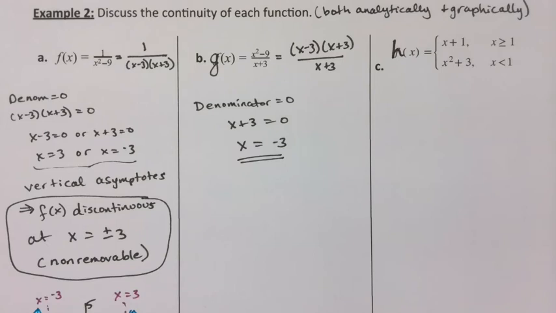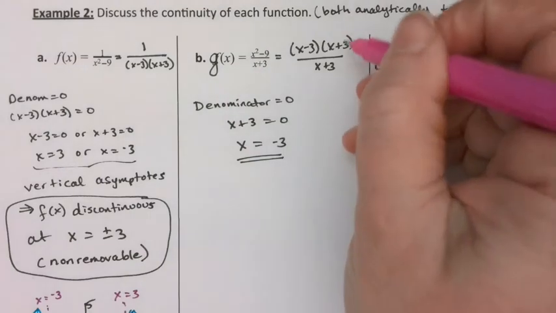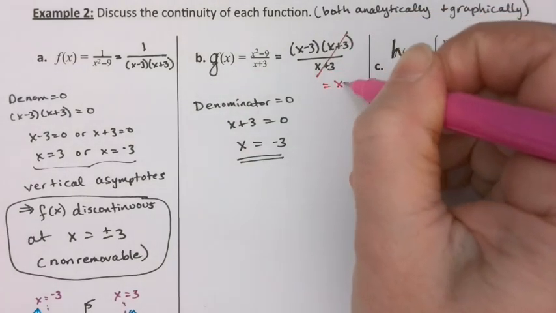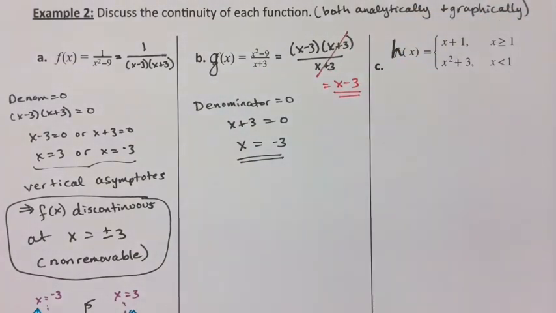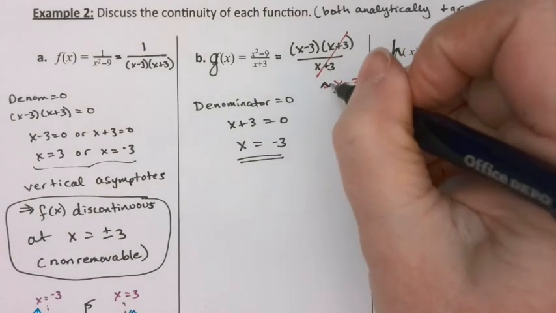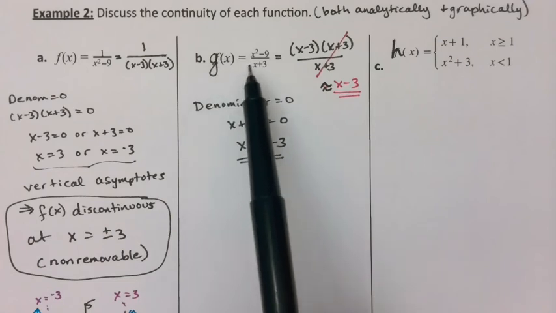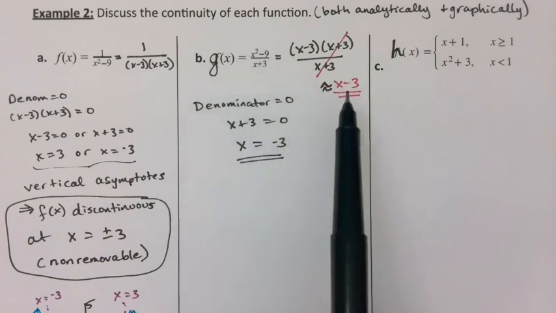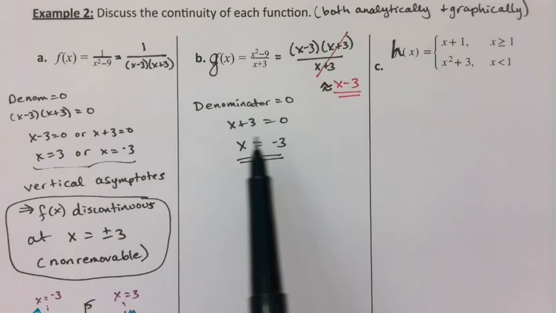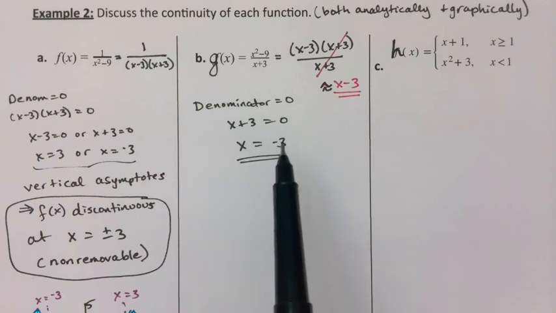And that's because for this particular problem, x plus 3 and x plus 3 divides away and leaves x minus 3 left over. Now, those are not equal expressions. Those are equivalent expressions. So the graph of this g of x is going to graph a lot like that line, x minus 3. However, it's going to have a hole in it at negative 3.